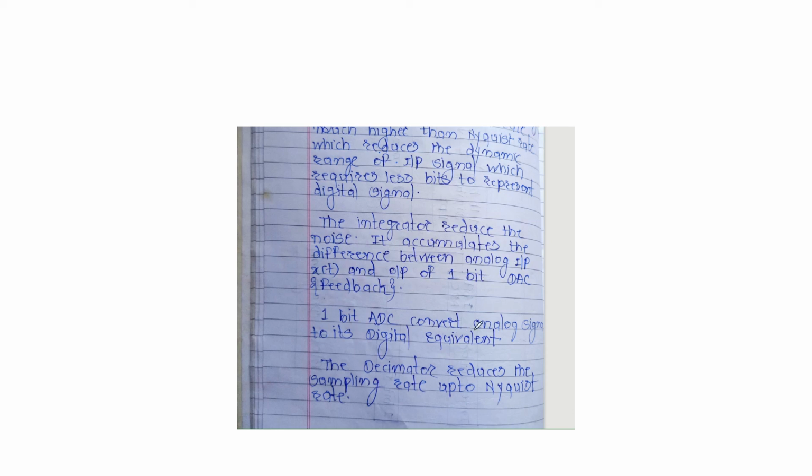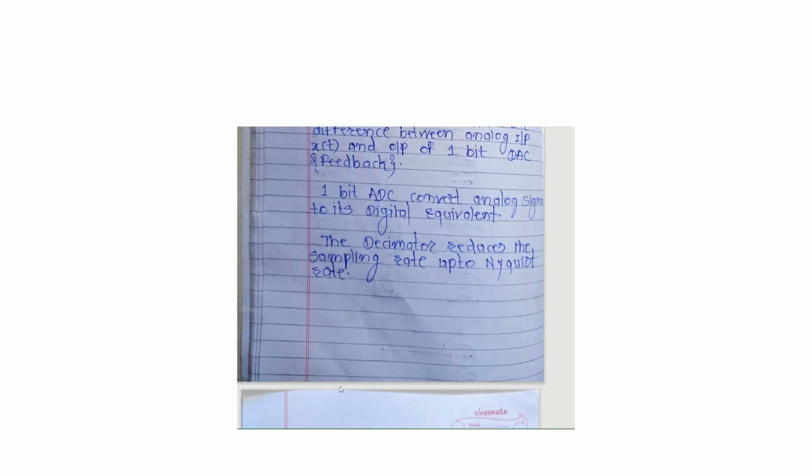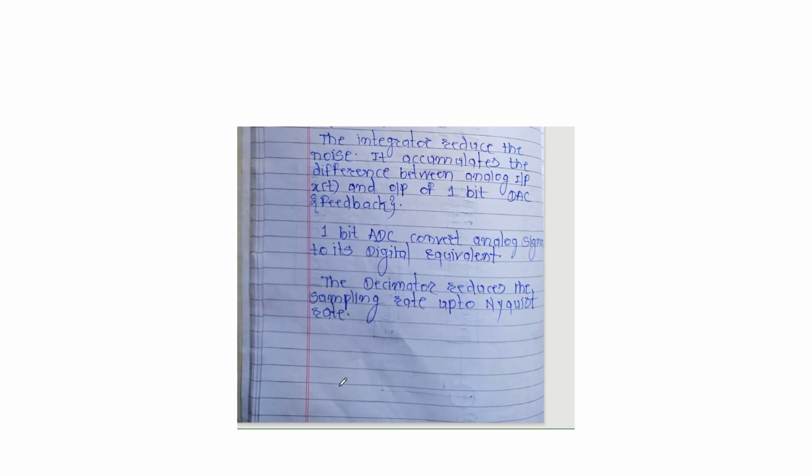So 1 bit ADC converts the analog signal to its digital equivalent. The decimator reduces the sampling rate down to the Nyquist rate. Okay. So this is the oversampling A to D conversion process.